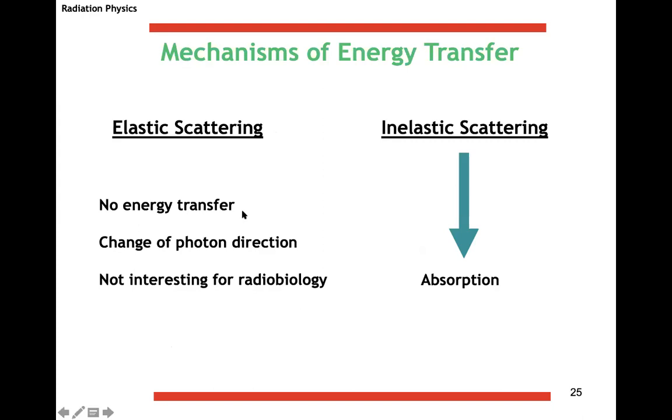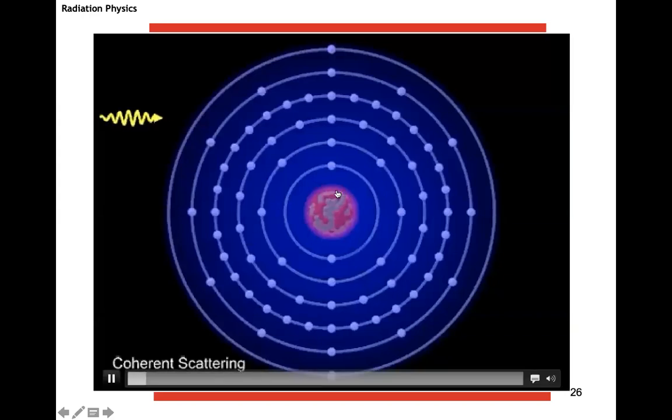Now, generally speaking, there are two types of energy transfer. One is the elastic scattering, where there is no energy transfer, only a change of photon direction. This is not interesting for radiobiology, that's true, but it's interesting for medical physics because you have a divergence in the beam. Inelastic scattering, instead, is where the photon releases part of its energy if you have a Compton scattering, or the full energy if you have absorption in a photoelectric interaction. Now, these are, of course, the nice movies.